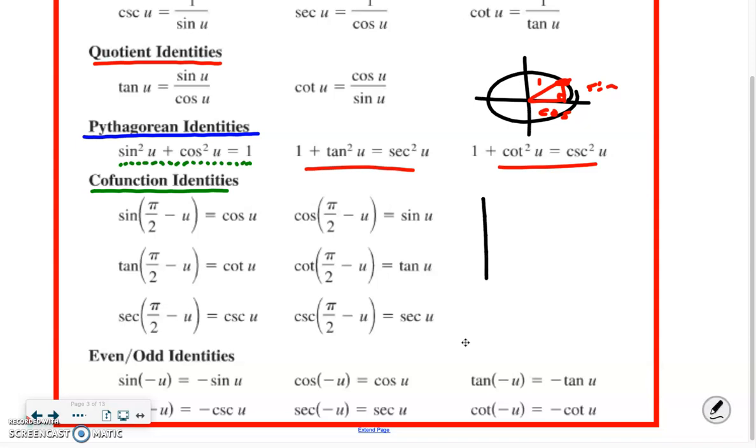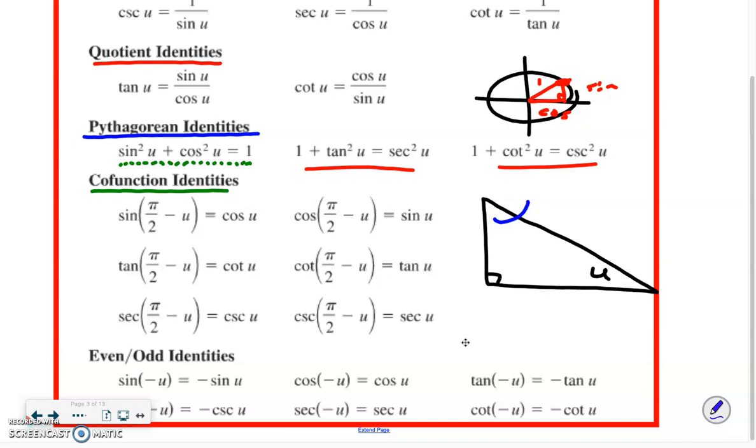Here's what we're saying: if we have a right triangle, and we're claiming that the sine of pi over 2 minus u is equal to the cosine of u. All right, so that means that we have an angle that we're marking as u. So that's u right there. There it is. Immediately, do we know that that other angle is going to be 90 minus u? Do we know that because this is a right triangle?